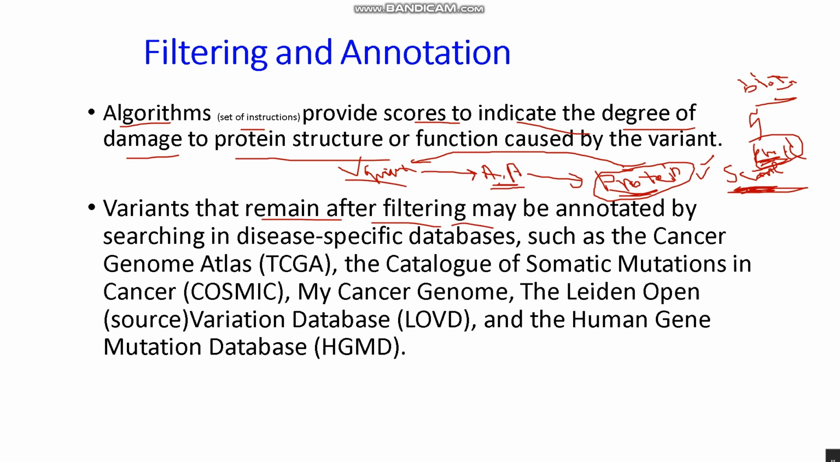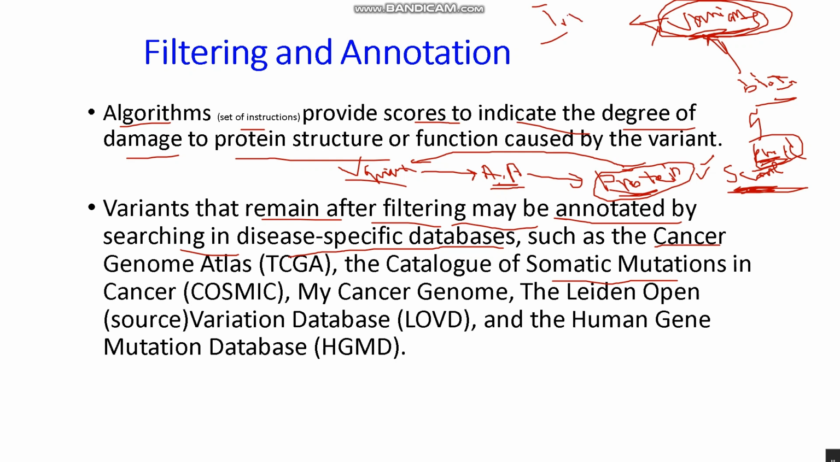Variants that remain after the filtering may be annotated by searching in disease-specific databases. After filtering out, there may be variants that are not filtered out, and those are also checked by using different types of databases. That variant may cause cancer, somatic mutations, or infectious diseases. That is also checked by using bioinformatics tools.